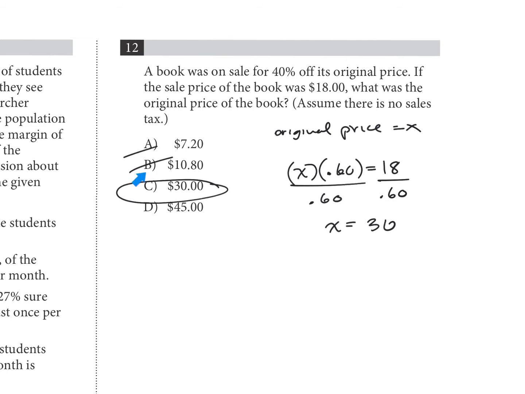And if you look at this, these two are clearly not the answer, because if it's on sale for $18, it couldn't have originally been more than 18 or less than 18. So it's either 30 or 45. And actually, you're like, well, 45 to 18, that's more than half off, so it can't be. You can almost reason out that it's got to be 30 based on the choices.